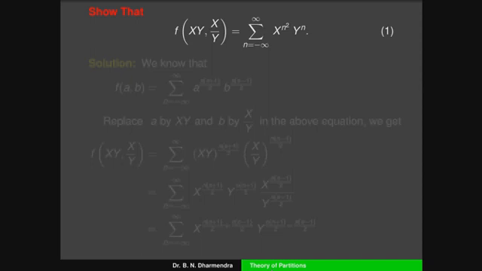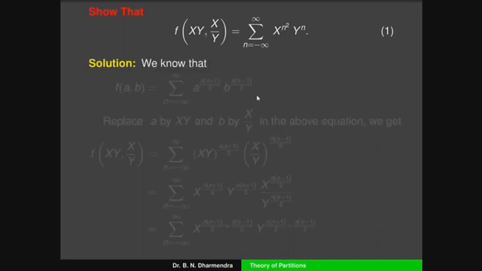This result is very important today. It comes from the theta function definition, that is f(a, b). Here, instead of a we replace it by xy, and instead of b, x/y. Then we can show that it is the summation n from minus infinity to plus infinity of x to the power n squared into y to the power n. So we can go through that proof.